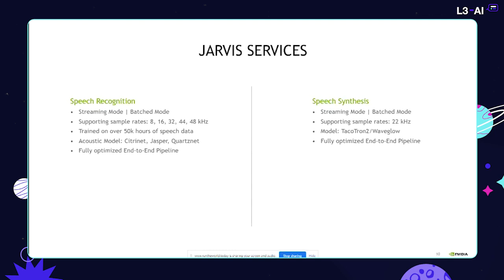In the near future, Jarvis will support models based on the FastPitch architecture developed by NVIDIA for mel spectrogram generation and HiFi-GAN for vocoding. These models will offer significant improvement in quality and throughput, as well as features like control of pitch and duration.